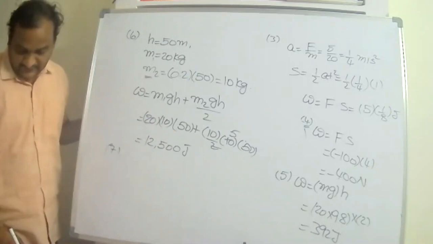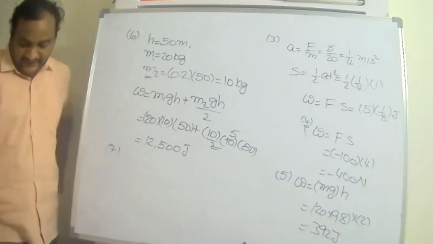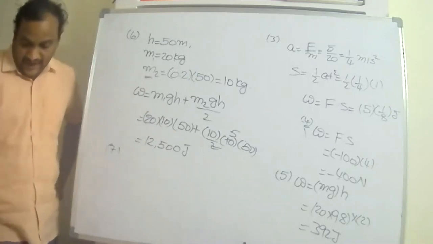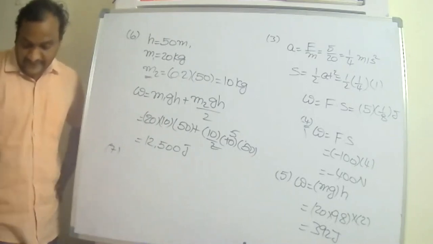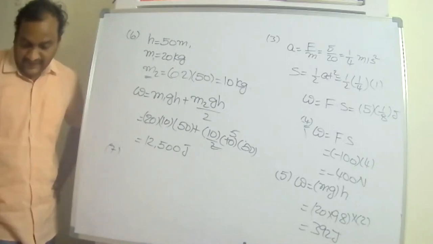Next, 7th one. A ladder AB 5 meter long having a weight 300 newtons has its center of gravity at a distance of 2 meters from the end A. A weight 80 newtons is attached to the end B. The work required to raise the ladder from the horizontal position to vertical position so that end A is down is.